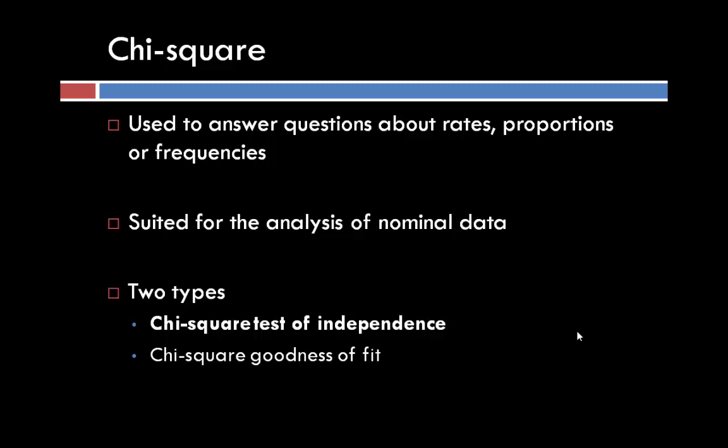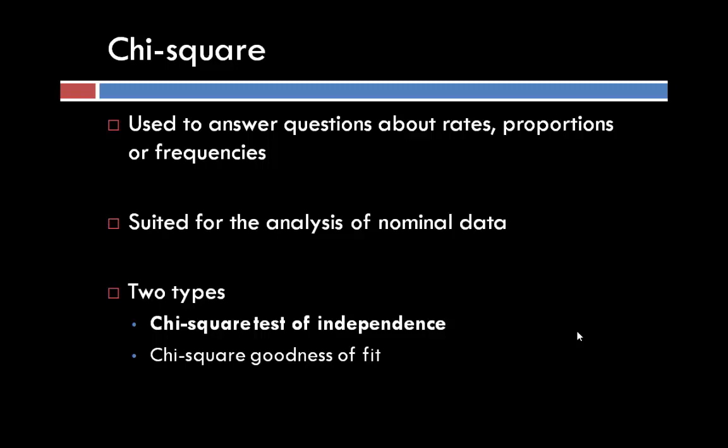There are two types of chi-square analysis. There is the chi-square test of independence and a chi-square goodness of fit. And we will be focusing on the chi-square test of independence. And this is also known as the chi-square test of association. And this is commonly used in biomedical statistics and can be used for comparison of two or more groups, as mentioned before.